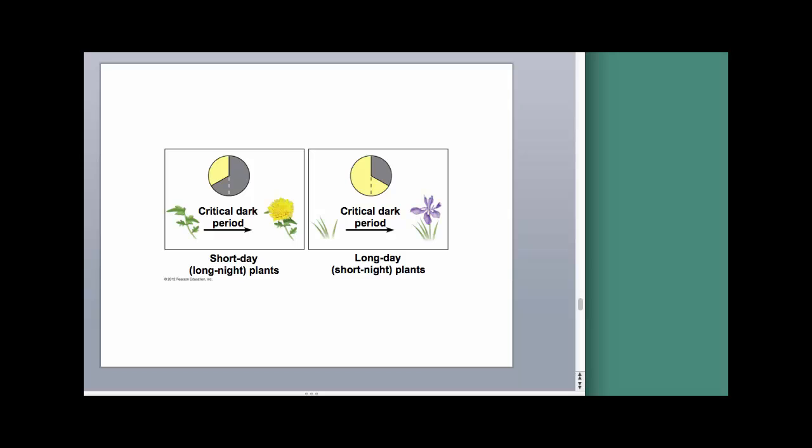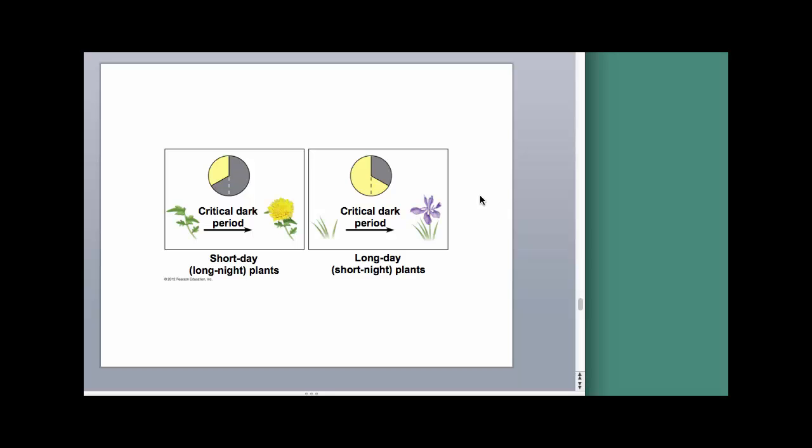When we look at photoperiod in the pie graphs on this slide, the yellow is when the sun would be out and the gray is when it would be dark. Please keep in mind these are 24-hour cycles, or 24-hour circles. In this case you're looking at 8 hours of light and about 16 hours of dark, as opposed to 16 hours of light and 8 hours of dark on these pie graphs. So what we call short day and long day plants are very, very common.